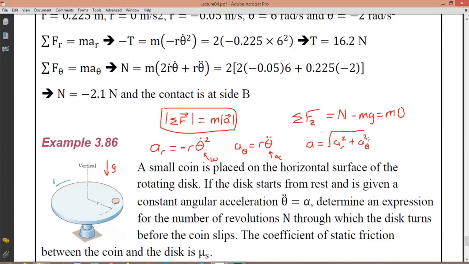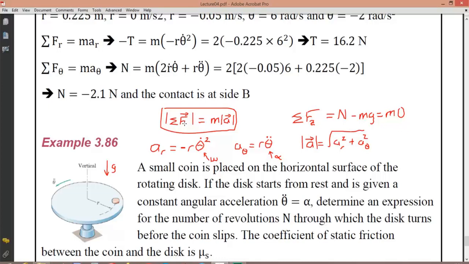Let me just show it in a better way. So let's say this is the vector and we are trying to find the magnitude of that vector, the acceleration vector. Okay. So that's it. So we have the right side of the equation.